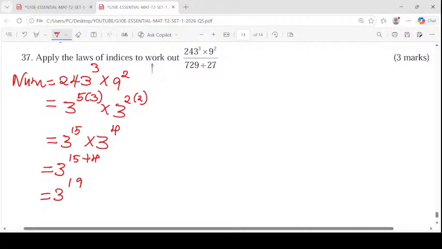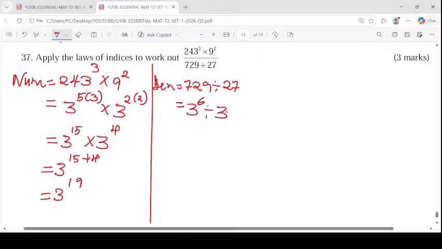Let us see the denominator part. Our denominator, we have 729 being divided by 27. So 729 can be written as 3 power 6. So this is like saying 3 power 6 divided by 3 power 3. Under the laws of indices, when you are dividing, you subtract the powers. So this can be written as 3 power 6 minus 3. The answer becomes 3 power 3 for the denominator.